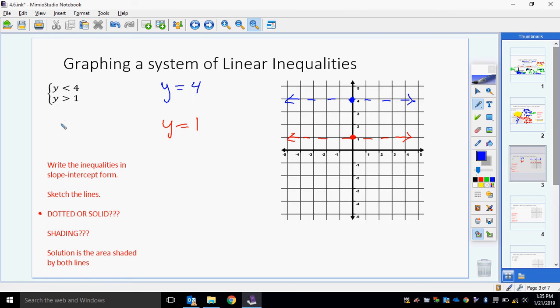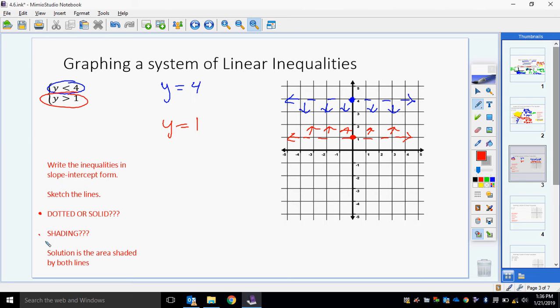Okay, so shading. Y is less than 4, so which side of this blue line are the y's less than 4? Well, the y up here is 5 and the y down here is 3. 3 is less than 4, so I want to be below my blue line. Let's check the red line. It says y is greater than 1. Up here is 2 and down here is 0. Which side is greater than 1? Well, 2 is bigger, so I want to be shading on the 2 side.